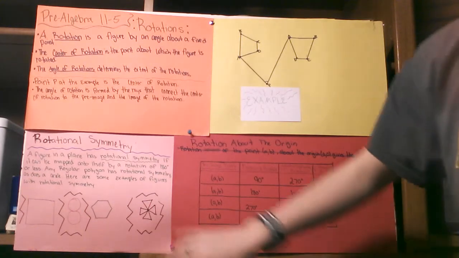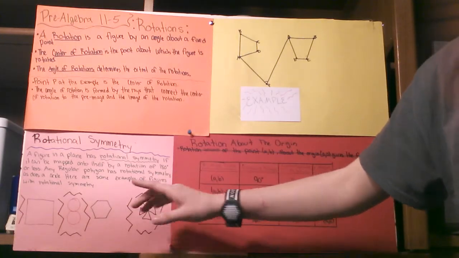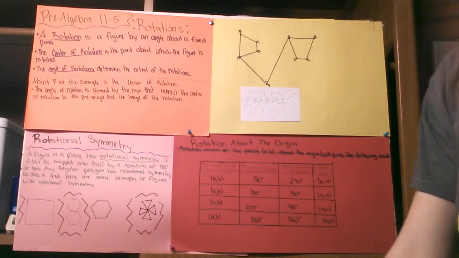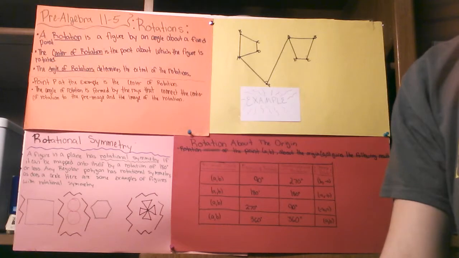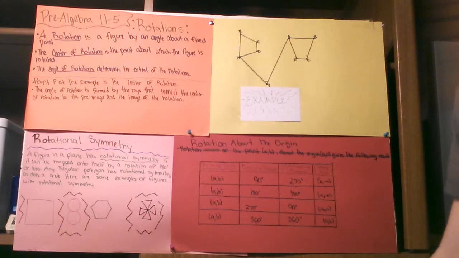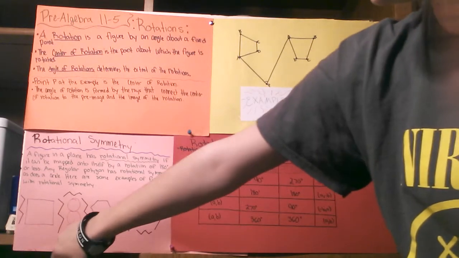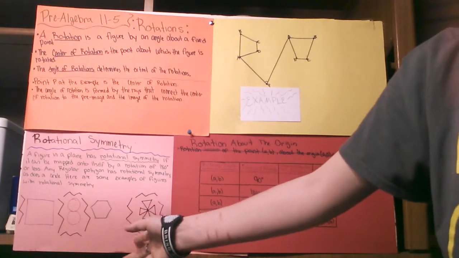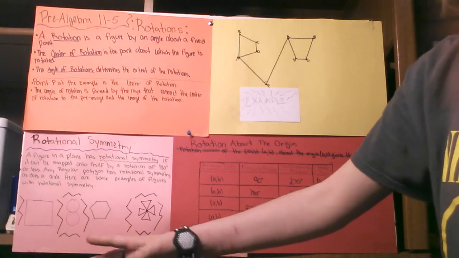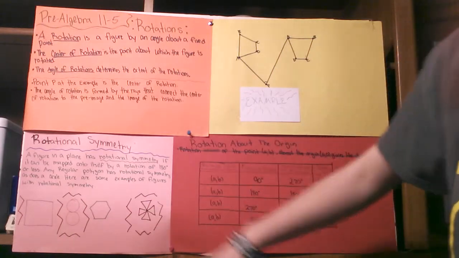And then right here, I show you the definition of rotational symmetry. A figure in a plane has rotational symmetry if it can be mapped onto itself by a rotation of 180 degrees or less. Any regular polygon has rotational symmetry, as does a circle. Here are some examples of shapes with rotational symmetry. There are some that you can turn basically any way and they would look like their original, like a square and some circles.